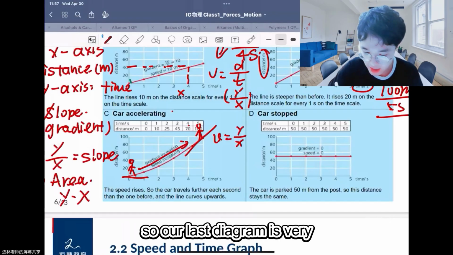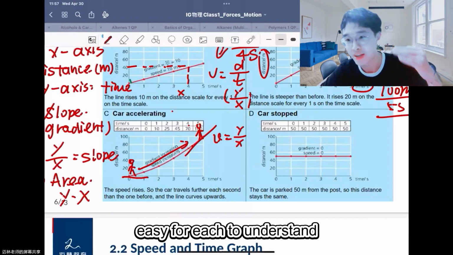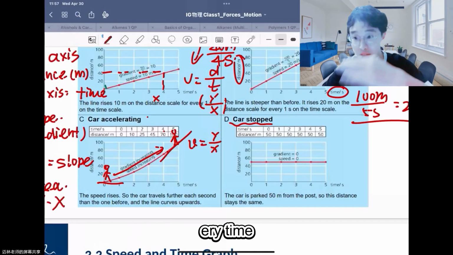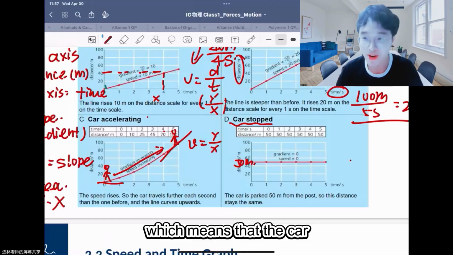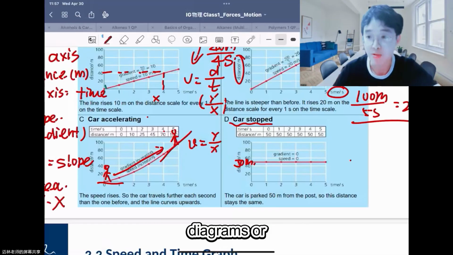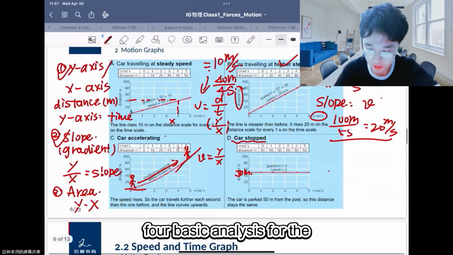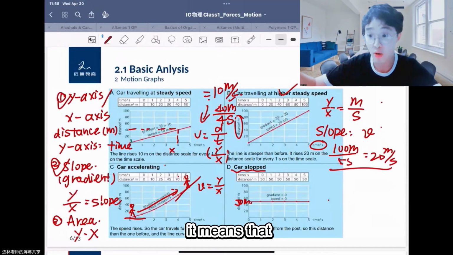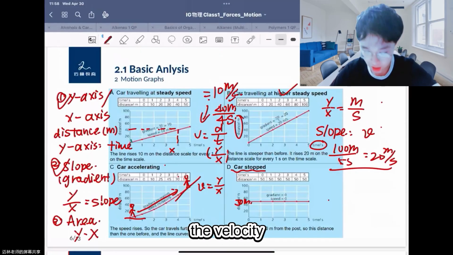Okay, so at the last diagram, it's very easy for you to understand it. The distance of the car just stays still at 3 units every time. So here you can find distance equals 50 meters, which means that the car stays still, or the car stopped. Okay, so here are the four basic diagrams, or four basic analyses, for the distance time graph, and we know that the slope means the velocity.